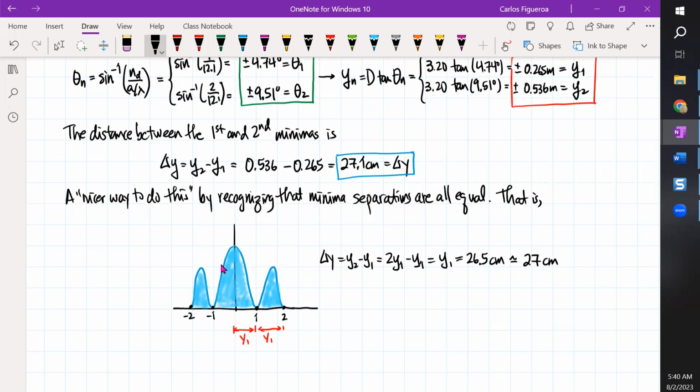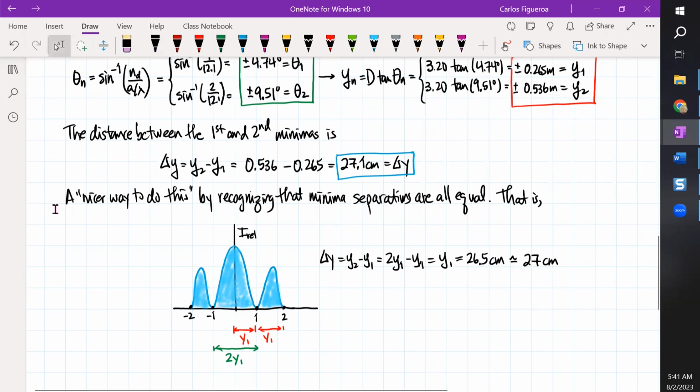And another thing to realize is that the central max has to be separated also by 2y1. So I could just start counting, but as I get farther from the central axis, I have to worry about my angles not being accurate.